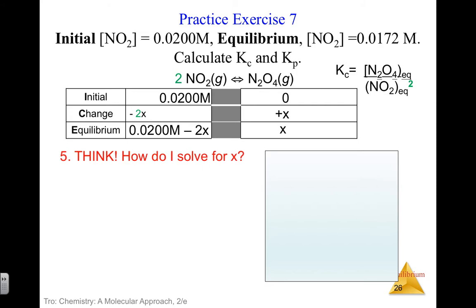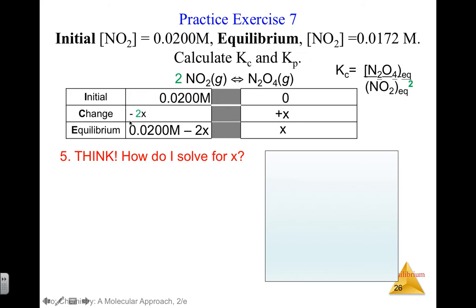Well, this is when you now need to go back to the problem and think what other information is given. Well, look at that. At equilibrium, we're given our NO2 molarity as 0.0172. So again, our NO2 molarity at equilibrium equals 0.0172. That will allow us to solve for x.